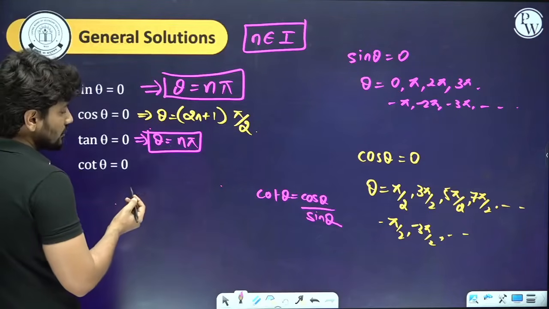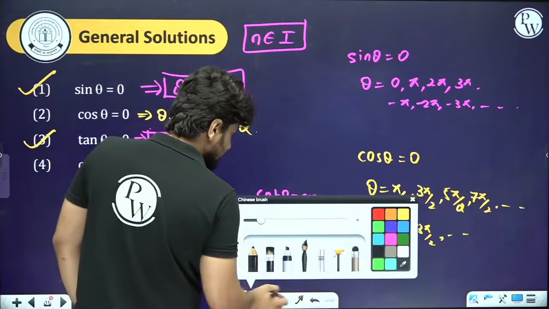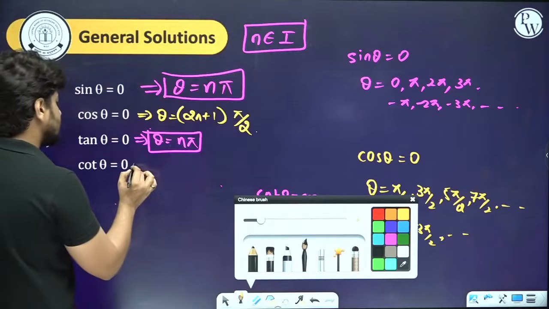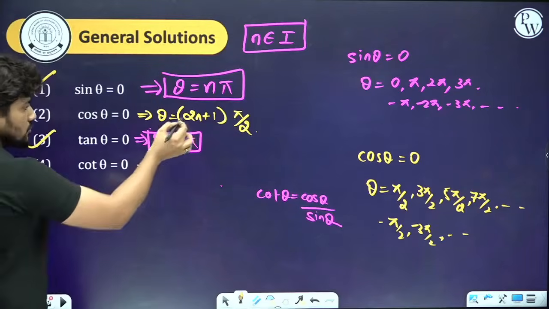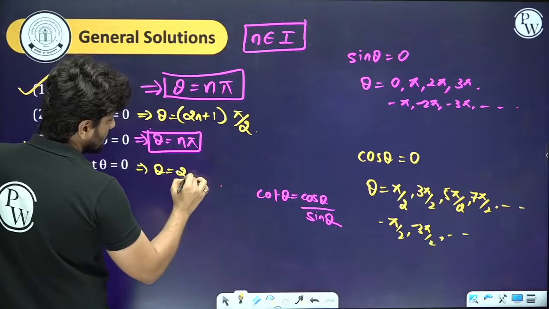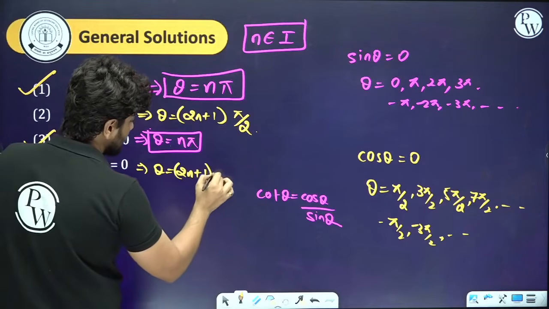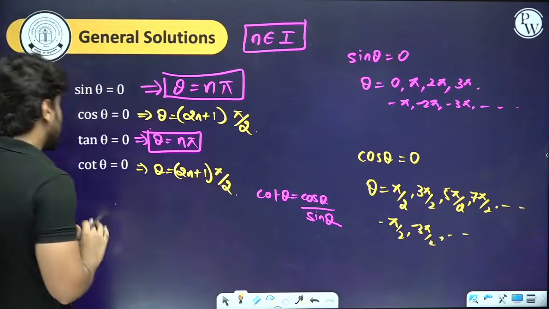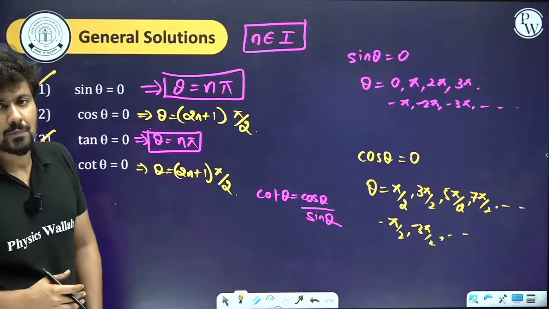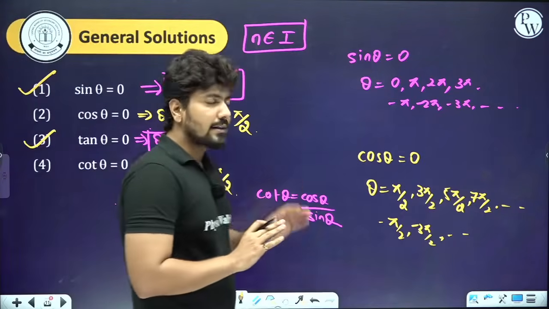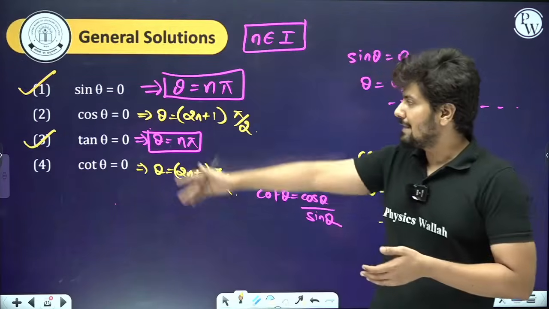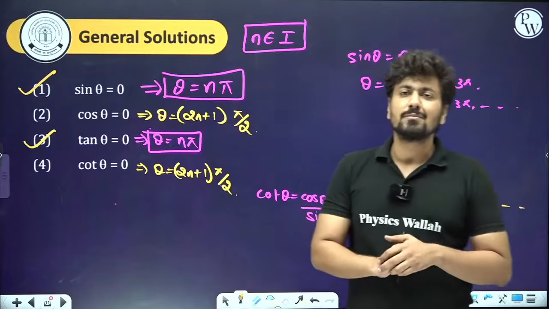So cot theta is equal to 0, its solution will be same as the second equation. So theta is equal to 2n plus 1 multiplied by pi by 2. So here cot theta will be 0. So these are the general solutions where each of these trigonometric functions becomes 0.